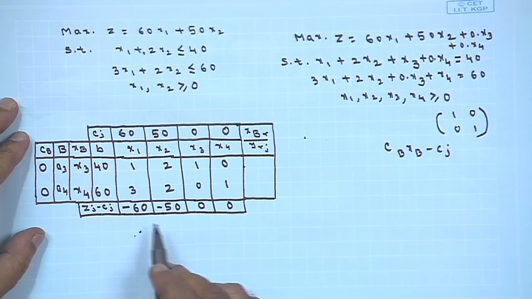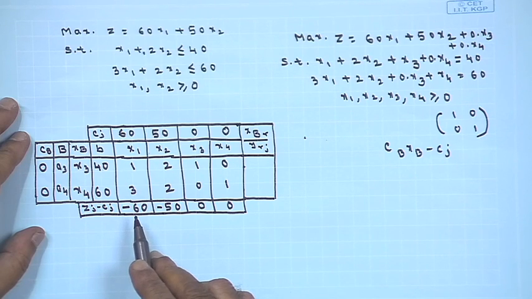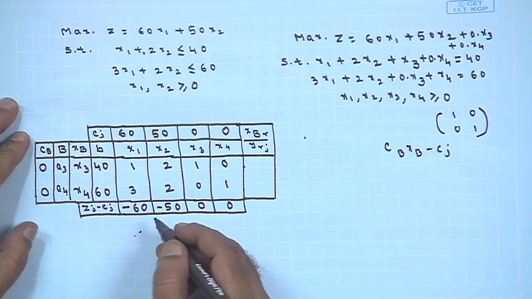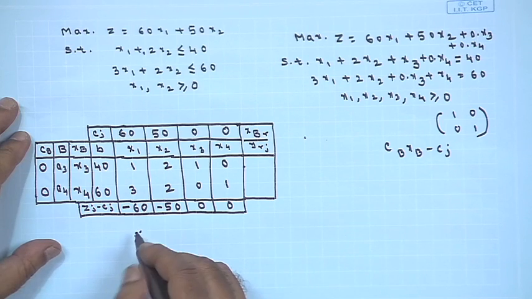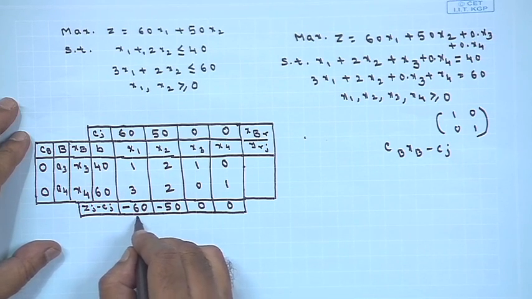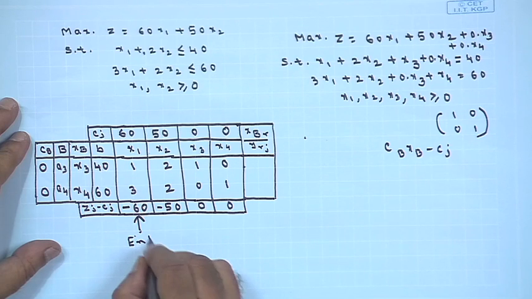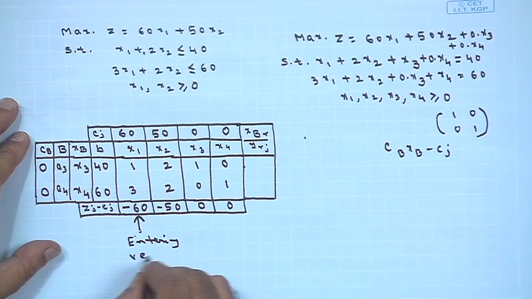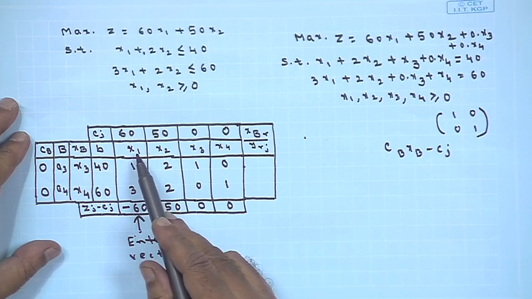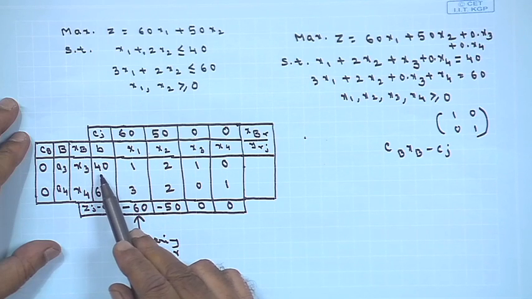Now you see, we have told that if all zj minus cj are greater than or equal to 0, then only we obtain the optimum value, but for this case that is not true. Some are negative, and the most negative here is minus 60. Therefore, this will be the entering vector. So basically from this basis one variable will go out and x1 will enter.